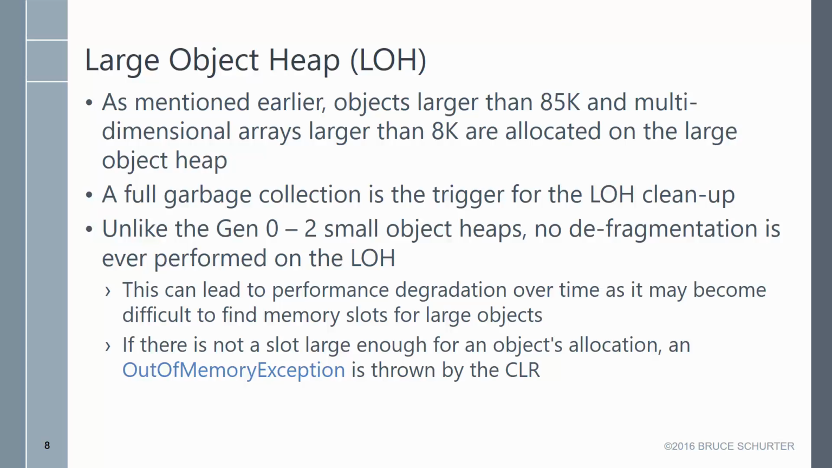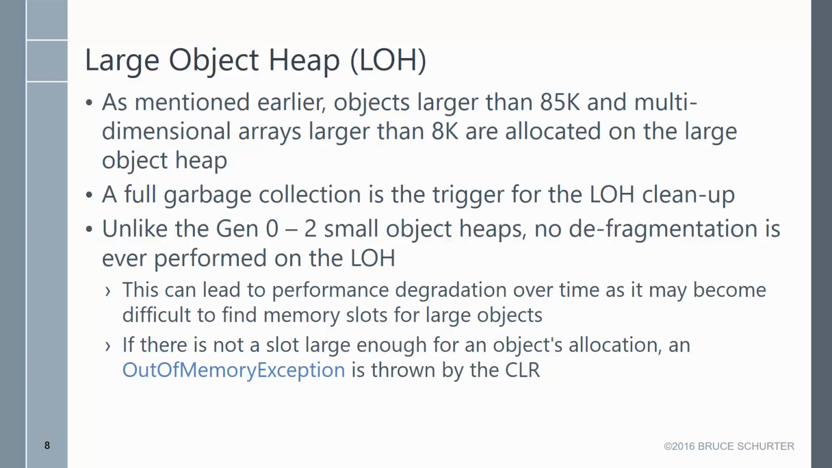So, in the large object heap, things happen a little differently with garbage collection. Any object larger than 85K and multidimensional arrays larger than 8K are automatically allocated on the large object heap. A full garbage collection is the trigger for the large object heap cleanup. Unlike the Gen 0 to Gen 2 small object heaps, no defragmentation is ever performed on the large object heap. This can lead to performance degradation over time, as it may become difficult to find memory slots for large objects. If there is not a slot large enough for an object's allocation, an out-of-memory exception is thrown by the CLR.